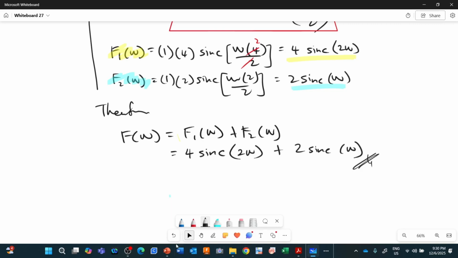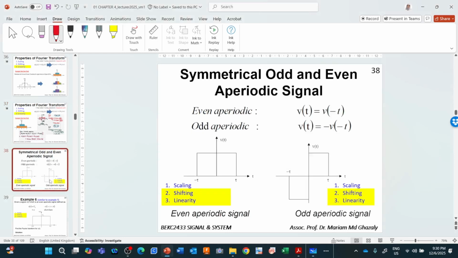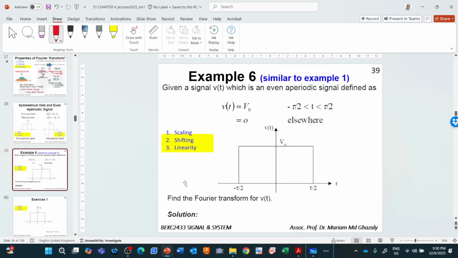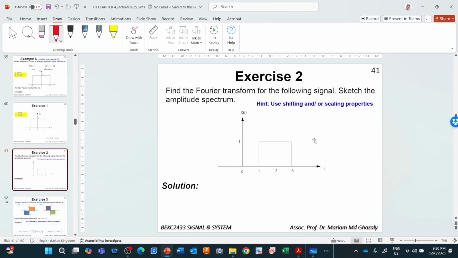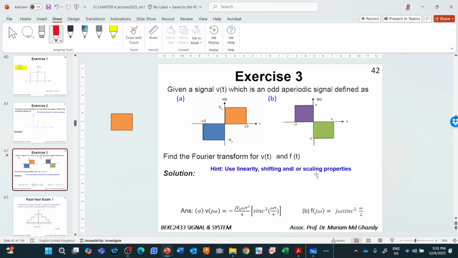Okay, now for this one, even and odd. Basically it's the same concept. Even and odd is basically the reverse of it, but I'm not going to emphasize this. If you want, you can try it out. Exercise 1 we have done in the example, and exercise 2 also you have done in the example, with the shifting. Exercise 3 is a combination of even and odd signals. You can try it, but it's not compulsory, because it's not coming out in the final. So we just ignore it for a while.